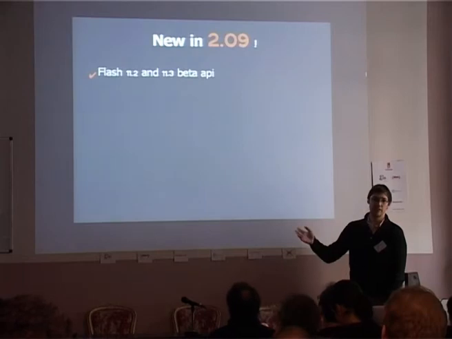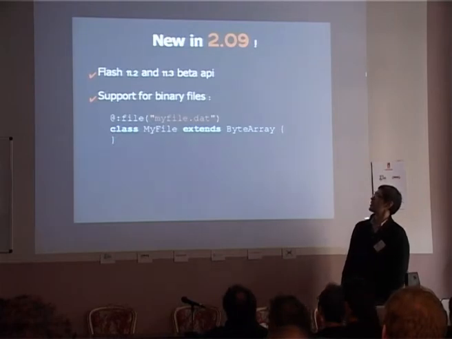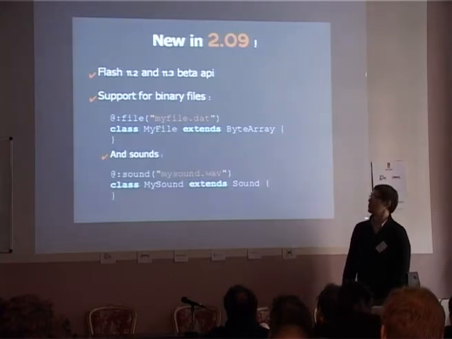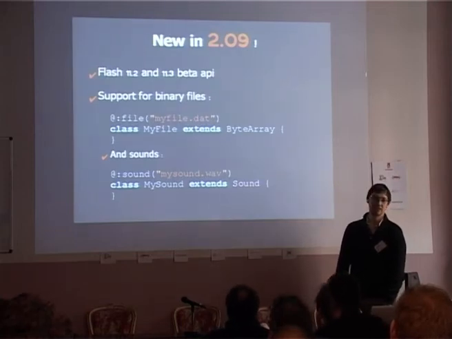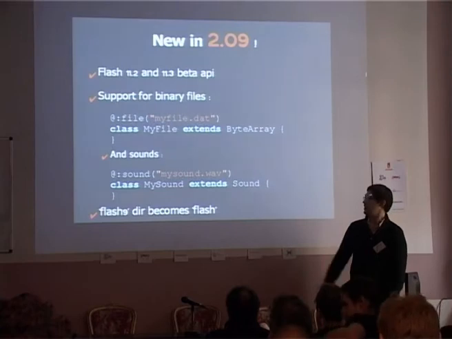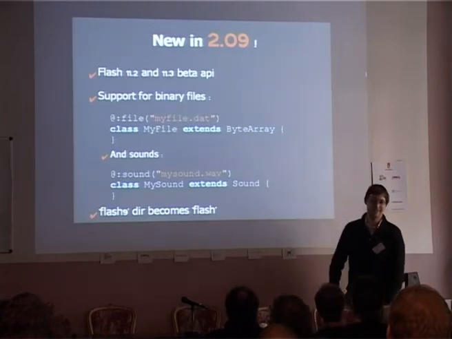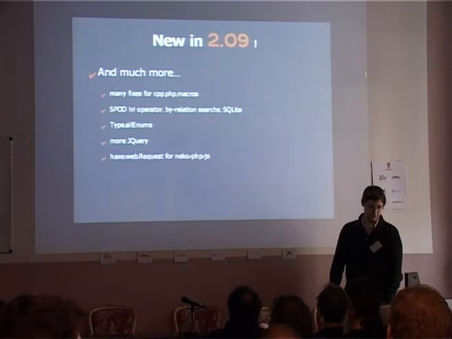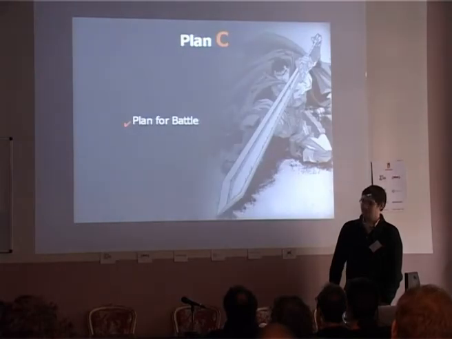On the Flash side, we have new APIs for Flash, with new embedded resource support. We have support for binary files this way, so you can just say my file is some bytes and embed the data. And the same for sounds: we support WAV and MP3 sounds directly this way, for people that want to use Flash. And the Flash 9 directory is now flash, and the old flash directory will contain the Flash 8 API. I love Flash 8, so it makes much more sense this way. That's something we wanted to fix. There's much more, of course. I will not go through all of this. There are a lot of things you can see in the release.